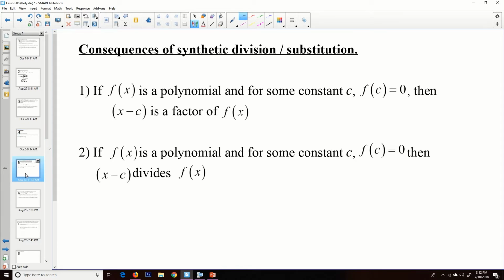Consequences of synthetic division substitution. If f of x is a polynomial, and for some constant c, f of c equals 0, then we can say x minus c is a factor of f of x.